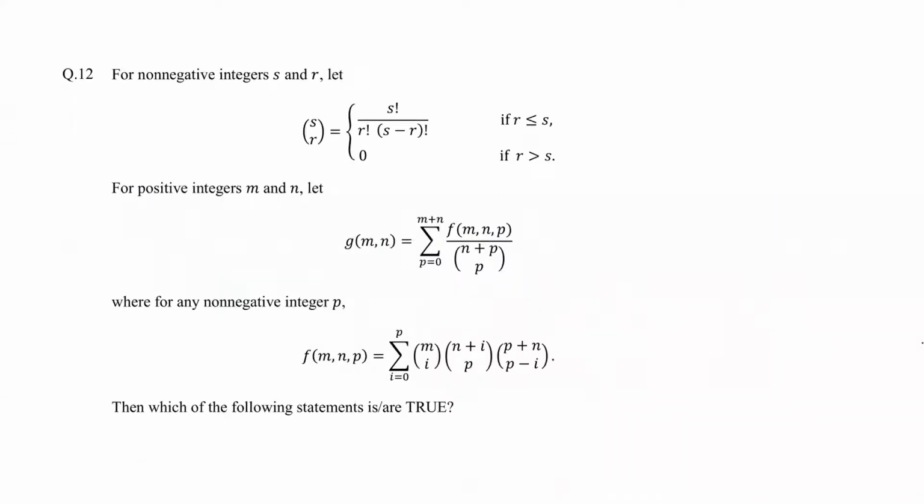Okay, so here so much data is given and we have to do a double summation, because f of m comma n comma p also involves one summation and then g of m comma n involves another summation. So it looks like a very big question. Let's see. Whatever they have mentioned here is nothing but the definition of the SCR. Instead of NCR, they used SCR. So they have just written it in a different way, right?